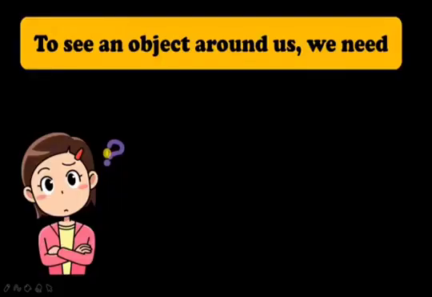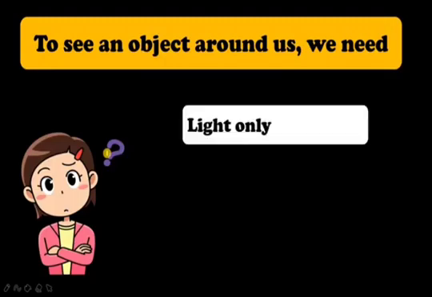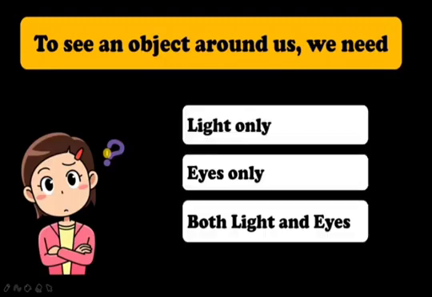So students, please say the answer. To see an object around us, we need light only, eyes only, or both eyes and light? So what is the answer? You can see the answer: both light and eyes.